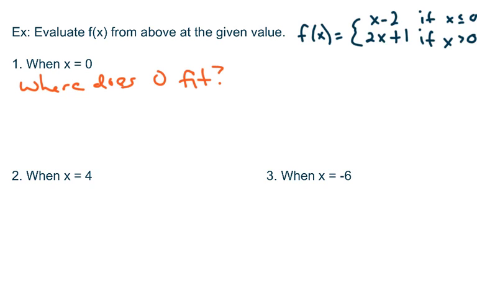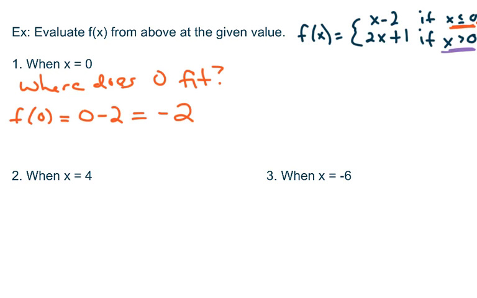Would 0 fit in the top one or the bottom one? Well, the top one says x is less than or equal to 0, so we're going to use this one because x can be 0 for the top one. For the bottom one, it says x is greater than 0. 0 would not fit in the bottom one, so we have to use the top one, okay? So we're going to use the top equation: f of 0 is equal to 0 minus 2, which is just negative 2.